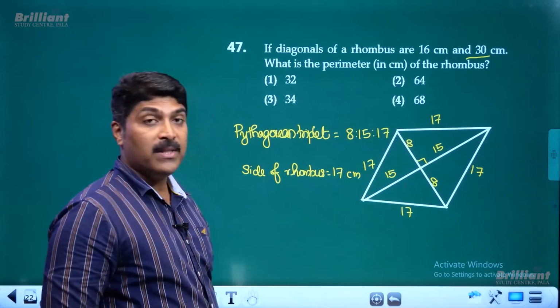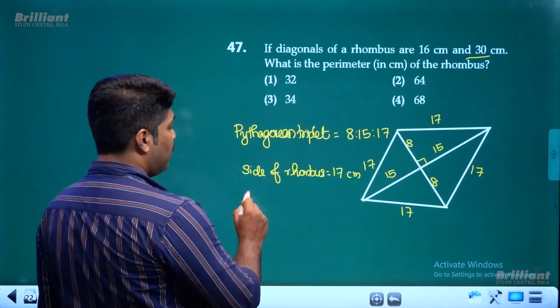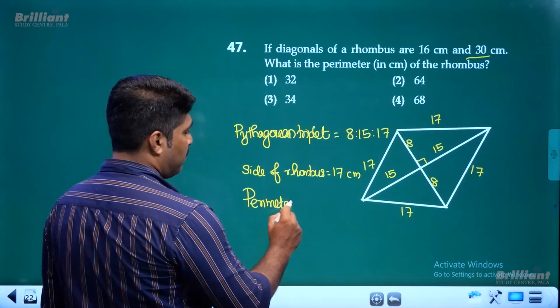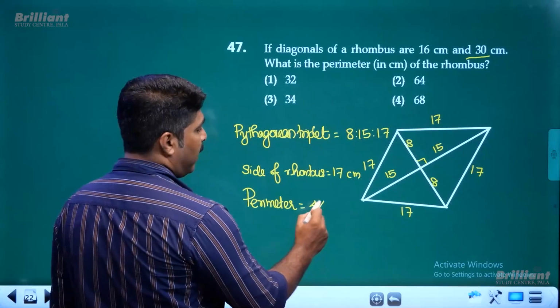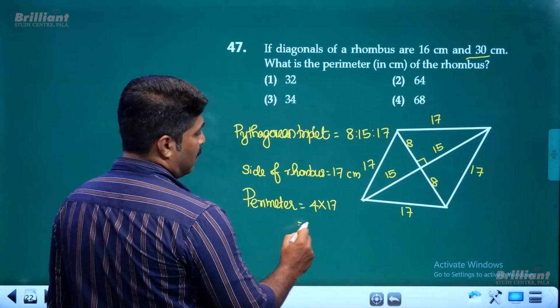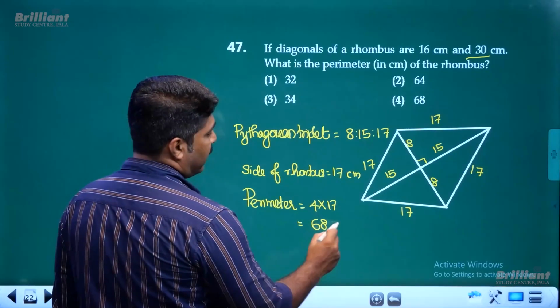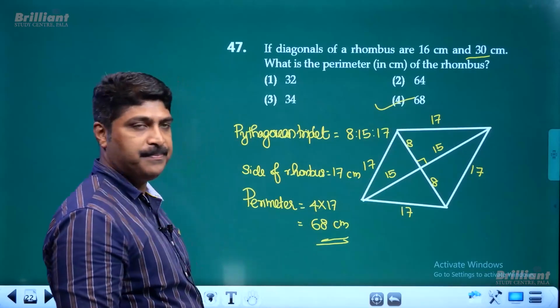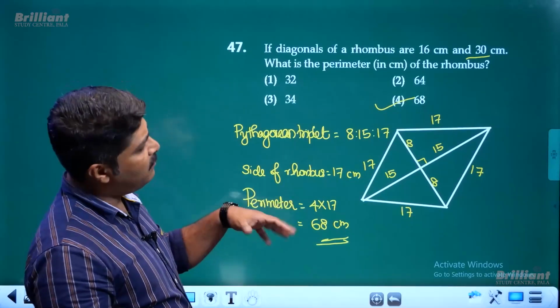We are going to find out the perimeter. So how to find the perimeter? Perimeter is 4 into 17. So what is 4 into 17? 68 centimeter. And the answer is option 4. Clear? So this is the way to reach a conclusion.